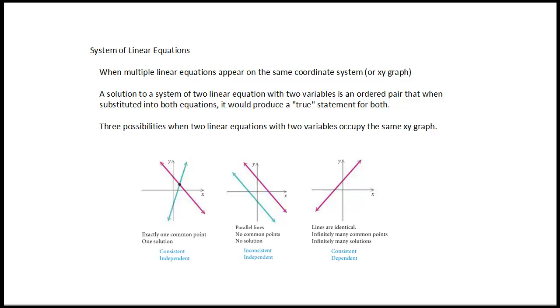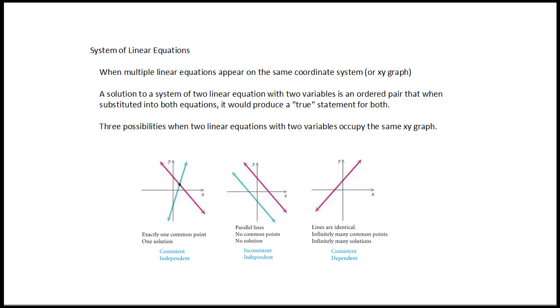A solution to a system of 2 linear equations with 2 variables is an ordered pair that, when substituted into both equations, will produce a true statement for both. There are 3 possibilities when 2 linear equations with 2 variables occur on the same graph.